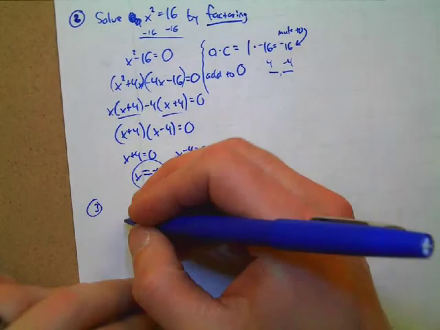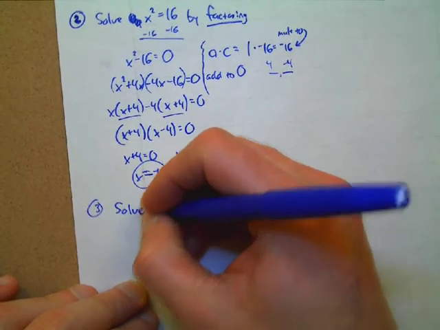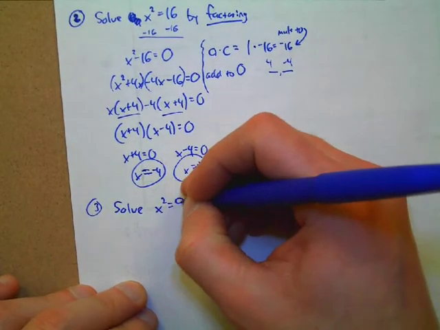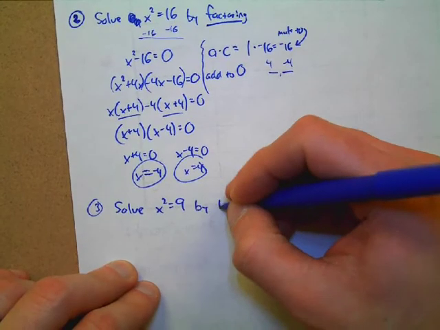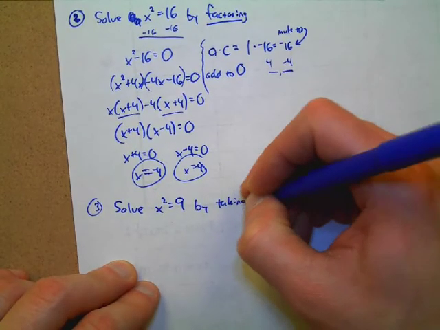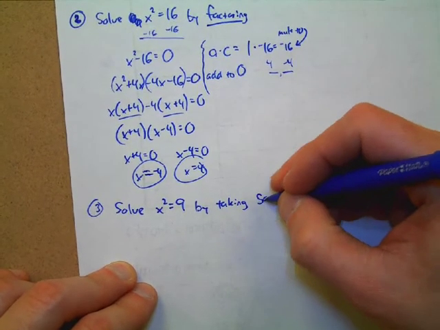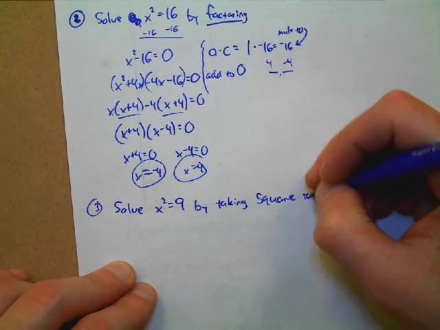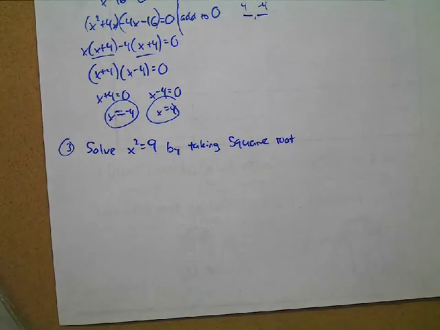Okay, solve x squared equals 9. And here's where we'll actually use the square root. Okay, so here's what we're actually going to do with the notes said we were going to do.